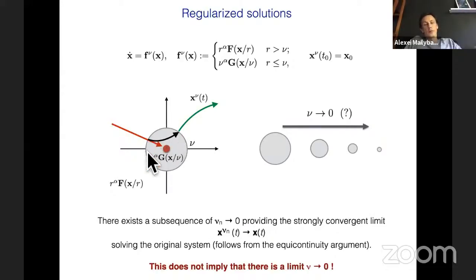A small ball of radius nu around the origin, and replace our singular vector field by the vector field which is smooth. It will be designed in such a way that it is smoothly connected also to F, or at least Lipschitz continuously connected to F.